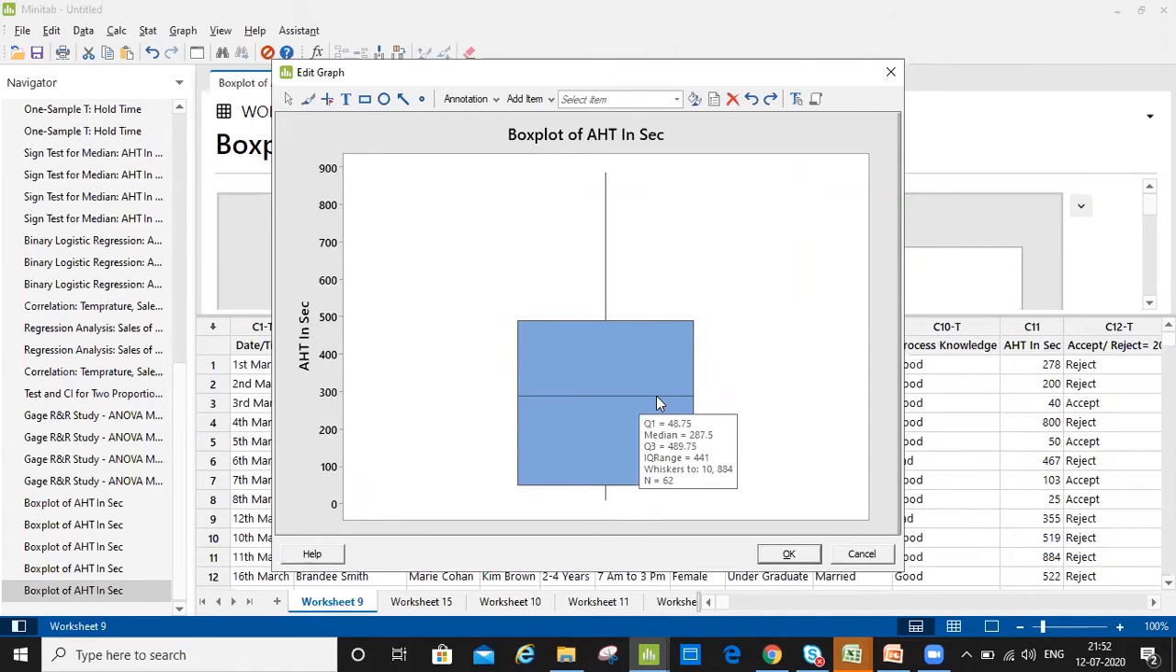Don't you think Q1 is good enough? Your 25% of people are in the 48 category, which is sort of good. The lesser the HT is, the better it is. We have taken a target of, okay.